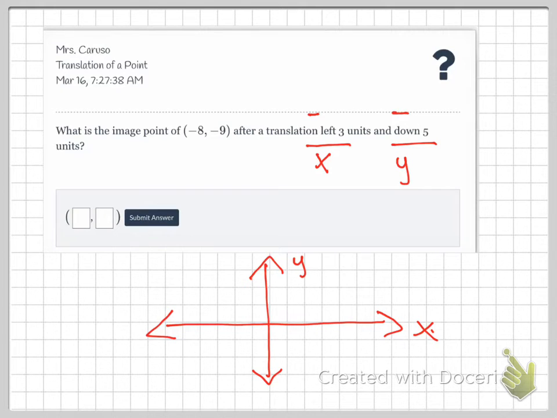Okay, so if we are going to go left 3, we're minusing 3. If we are going to go down 5, we are minusing 5. Watch your sign rules. We have a negative 3 and a negative 8. Same sign, sum, keep the sign. That's going to be a negative 11. And we have a negative 5 and a negative 9. Same sign, sum, keep the sign. That's a negative 14. I think that would be the correct answer.